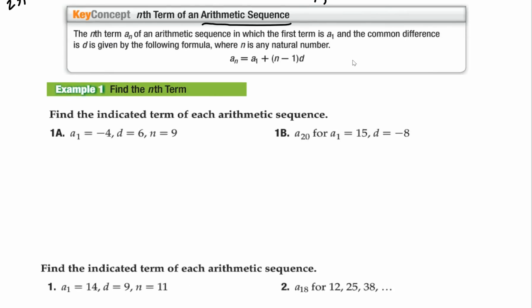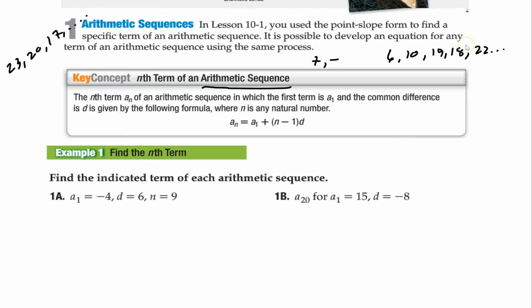So first things first. How do we find a formula for this? That's what we want to find. For an arithmetic sequence, to find a general formula, say I want to figure out the 10th term, I want to plug a number in and figure out the 10th term. We use this formula right here. And as always, I will give you that formula. You just have to know how to use it.